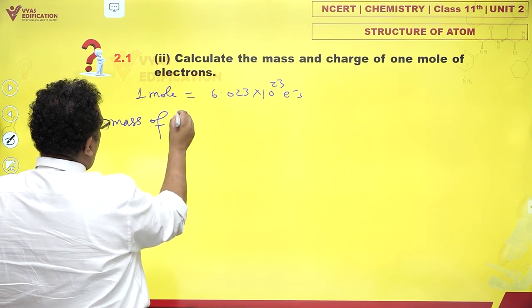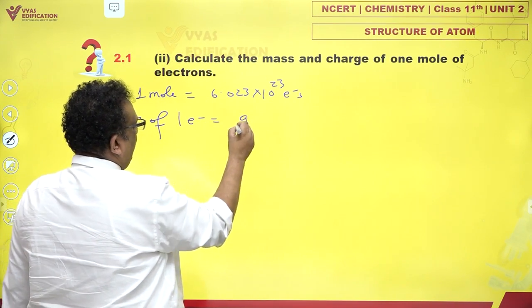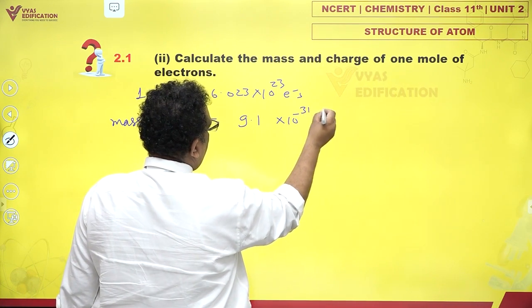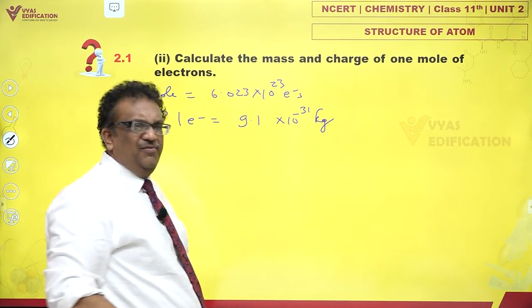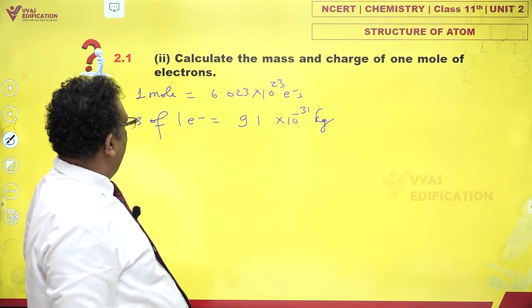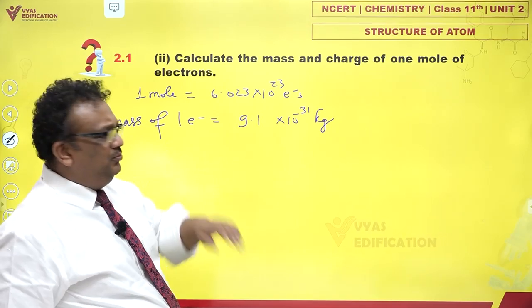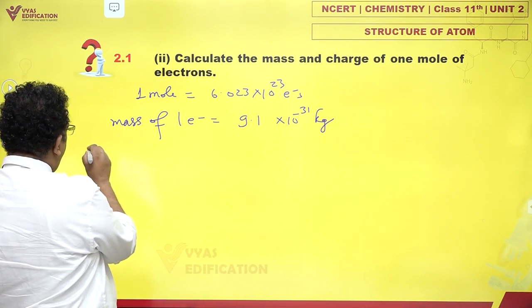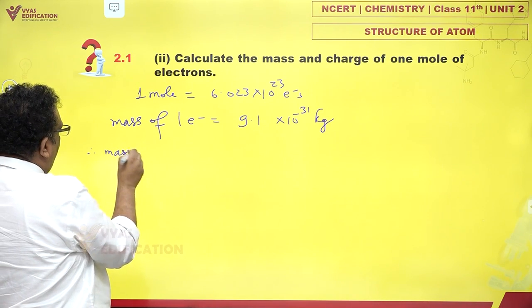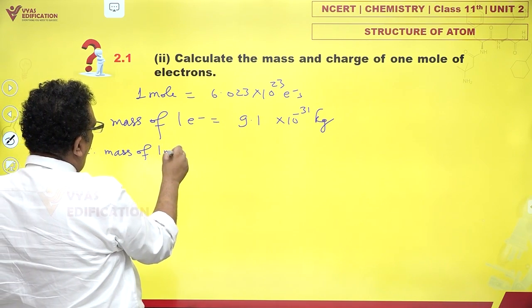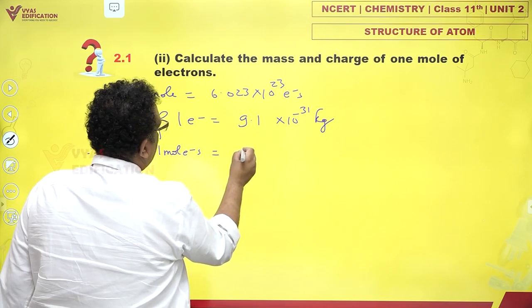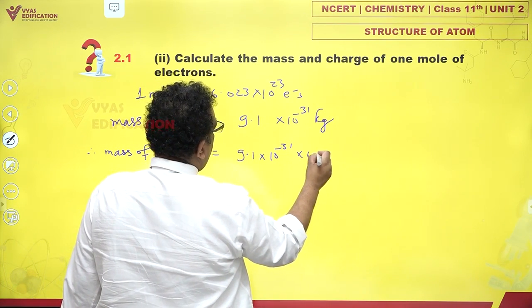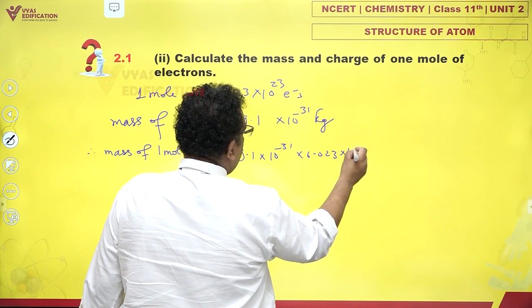Mass of 1 electron is 9.1 into 10 raised to minus 31 kg. Roughly, we just saw that, right? I mean, this is a constant, we can assume that. And therefore, mass of 1 mole electrons is 9.1 into 10 raised to minus 31 into 6.023 into 10 raised to 23.